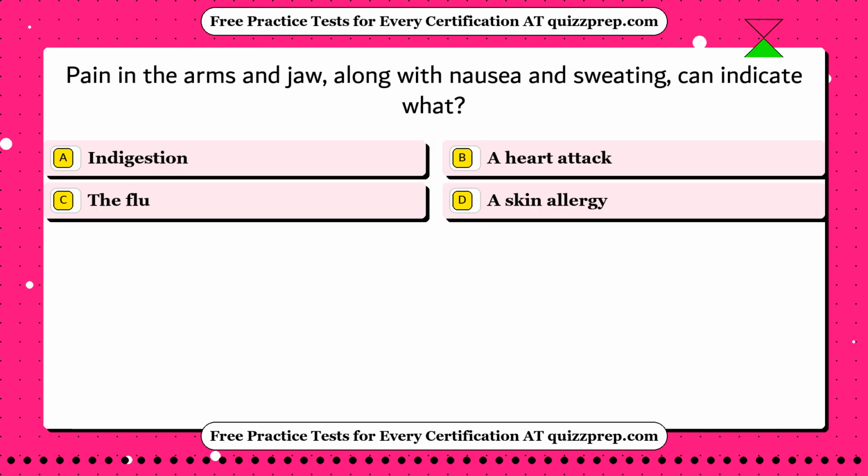Question 170. Pain in the arms and jaw, along with nausea and sweating, can indicate what? Option A, indigestion. Option B, a heart attack. Option C, the flu. Option D, a skin allergy.